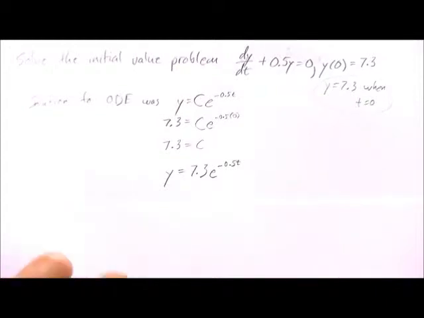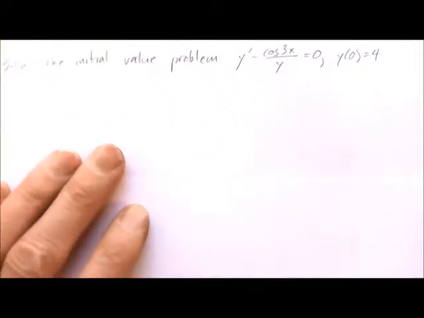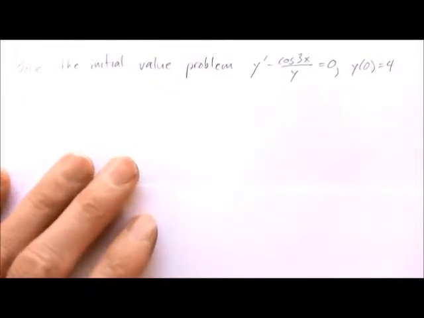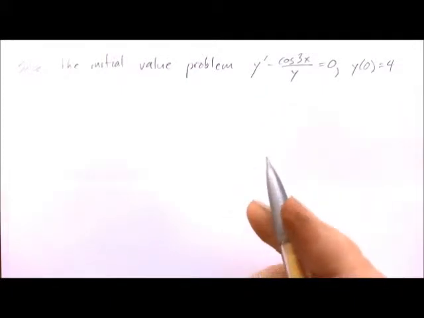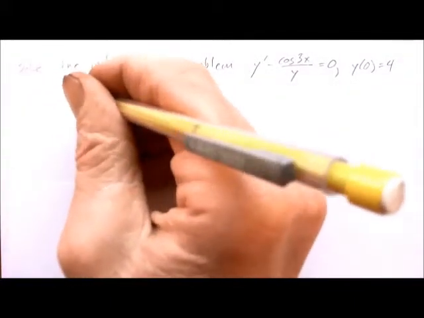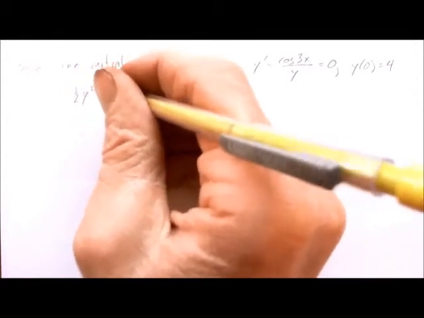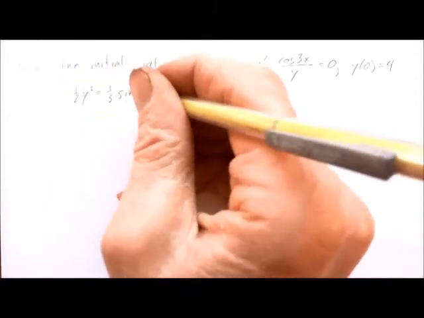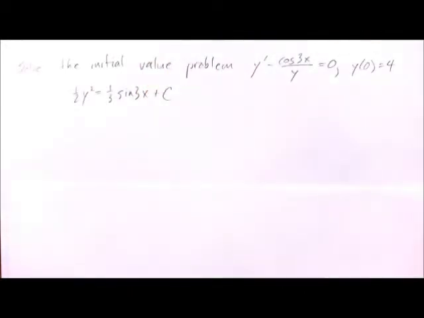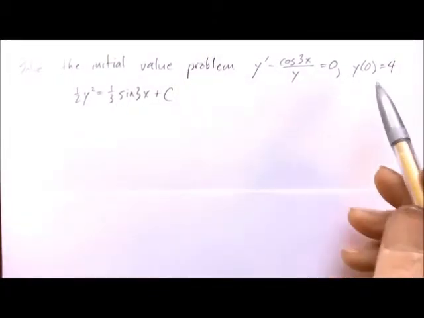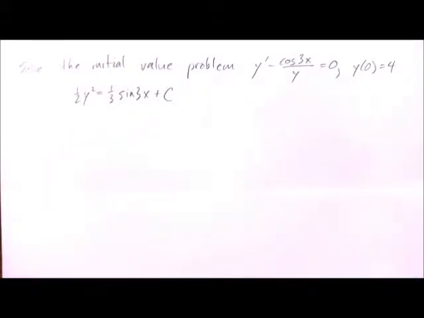Now let's look at another initial value problem which uses the other equation we solved by separation of variables. You may want to go back. Our solution to the differential equation was 1/2 y squared equals 1/3 sine 3x plus c. So why don't you pause the video for a moment and go ahead and solve the initial value problem. Use this initial value problem to determine c and see what your final solution is. So go ahead and pause now and we'll pick up here in a moment.